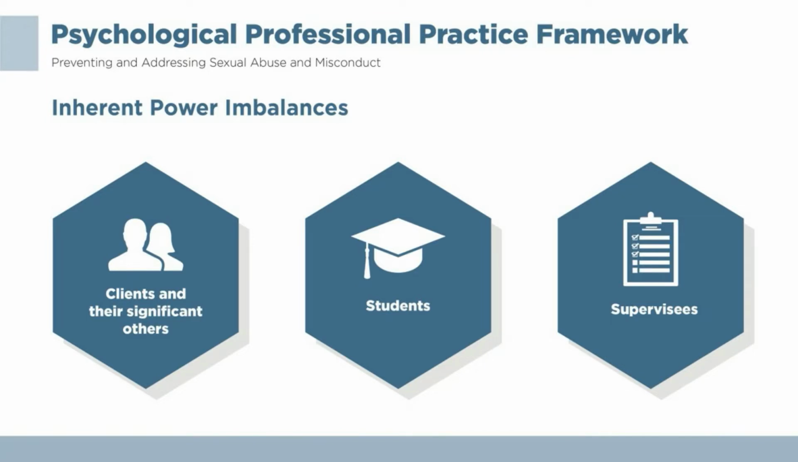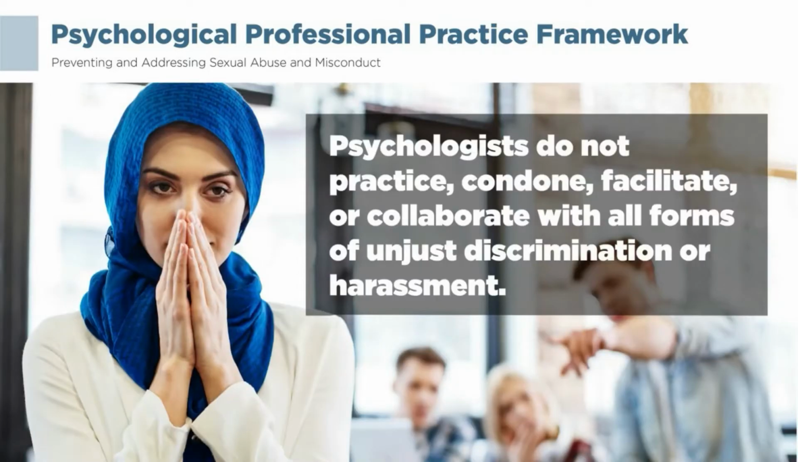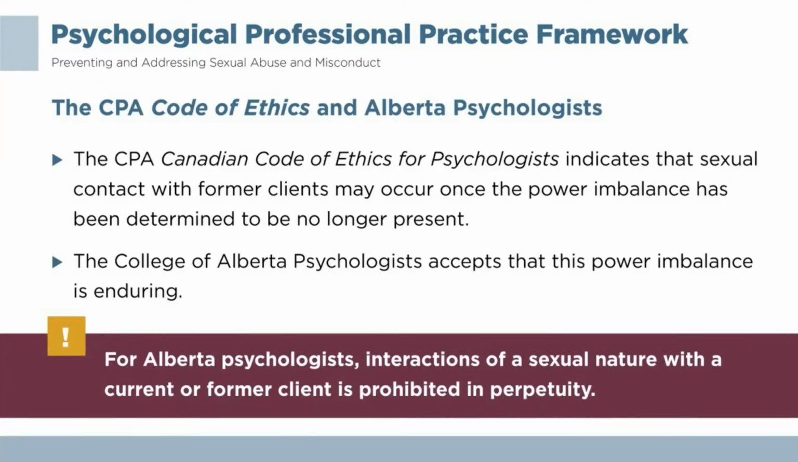leading to client vulnerability. Consequently, the Canadian Code of Ethics for Psychologists explicitly cautions psychologists to avoid dual relationships and sexual boundary violations with the following: clients and their significant others, students, and supervisees. Psychologists do not practice, condone, facilitate, or collaborate with all forms of unjust discrimination or harassment, including those sexual in nature. The CPA Canadian Code of Ethics for Psychologists indicates that sexual contact with former clients may occur once the power imbalance has been determined to be no longer present.